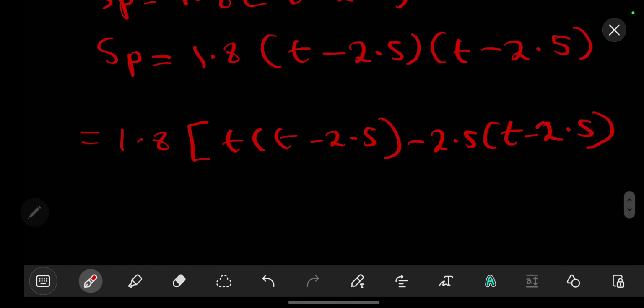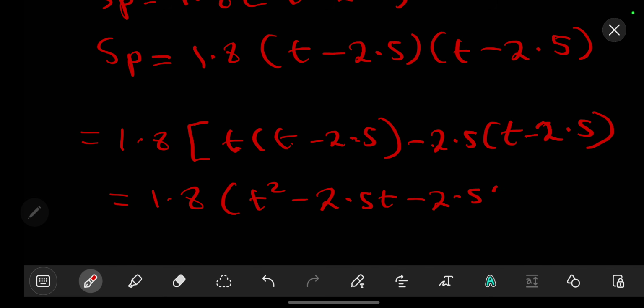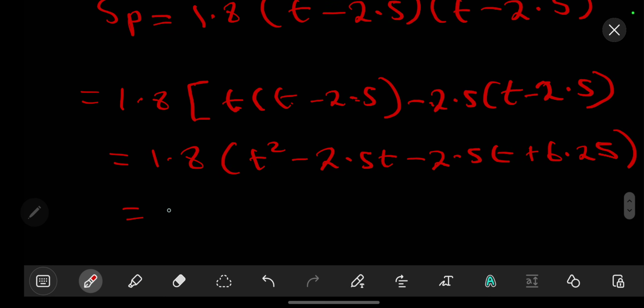So we are going to get a value equivalent to 1.8. t by t will give us t squared. t by negative 2.5 will give us negative 2.5t. Then we have negative 2.5 by t, it will give us negative 2.5t. Negative 2.5 by negative 2.5 will give us a value of 6.25, like that. Then we are going to get 1.8 by, we have t squared, negative 5t, then we have plus our 6.25, like that.